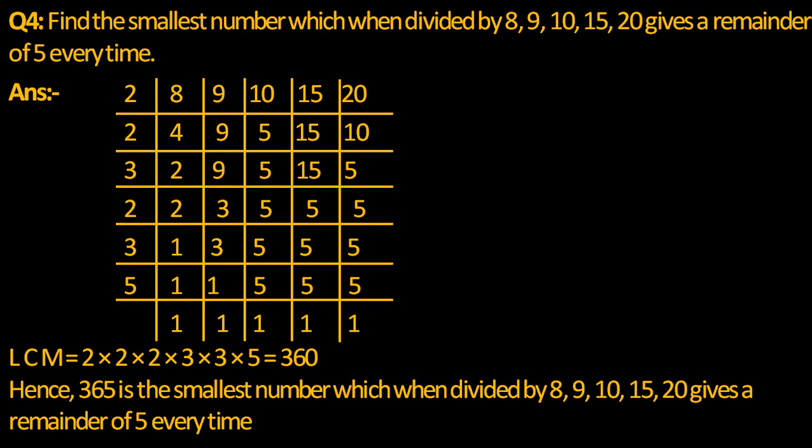But in the sum it is given that the remainder is 5. So the number will be LCM plus the remainder. That is 360 plus 5 is equal to 365.